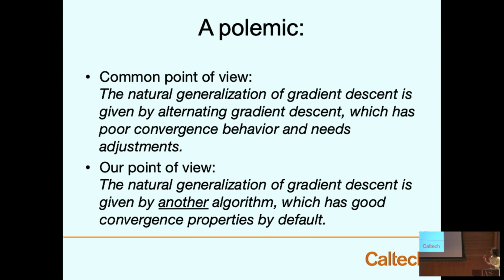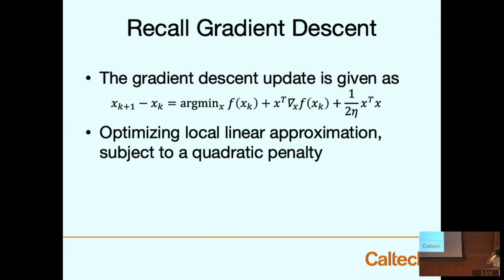So at least in our view, instead of trying to fix alternating gradient descent, we wanted to ask, can we go back to thinking about what is the natural generalization of gradient descent to more agents? And what is the natural generalization of a local update rule to more agents? So what do I mean by that? Let me jump to the point directly.